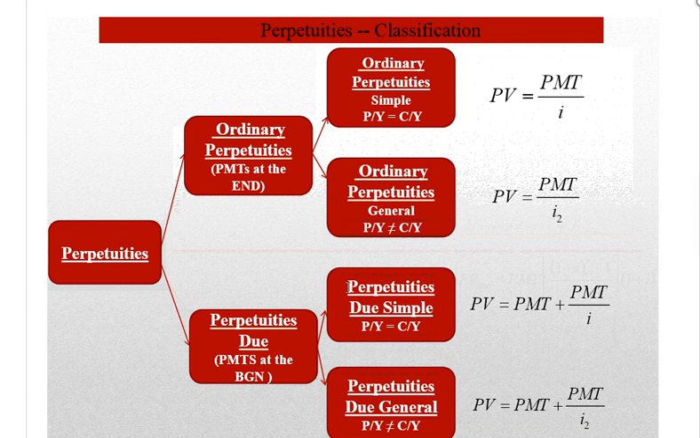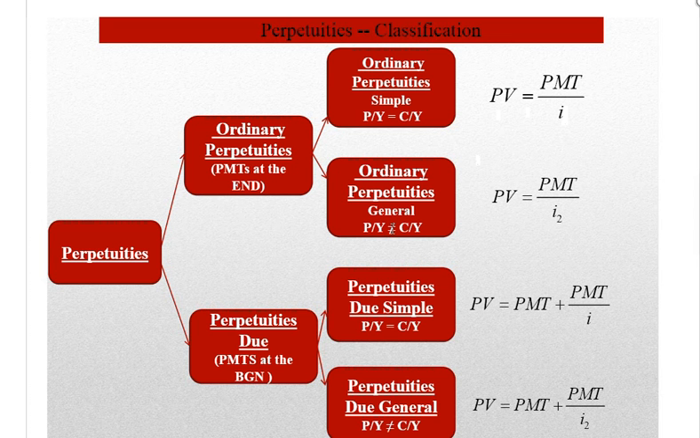As far as perpetuities go, very similar. We have ordinary and due. So ordinary perpetuity has payments at the end, and if the payments are at the beginning of every payment interval, we call them perpetuities due. Then we have simple ordinary perpetuity, where P over Y equals C over Y, with a simple formula: present value is equal to payment over I. There is no future value because the payments go on forever, and from here we can solve for payment, for I, or for present value.